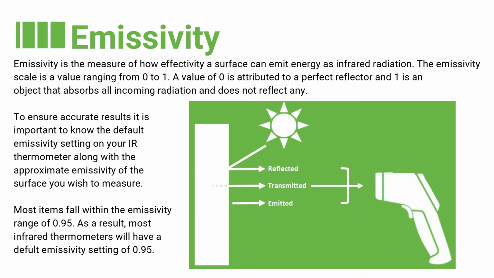To ensure accurate results, it is important to know the default emissivity setting on your IR thermometer, along with the approximate emissivity of the surface you wish to measure. Most items fall within the emissivity range of 0.95. As a result, most infrared thermometers will have a default emissivity setting of 0.95.